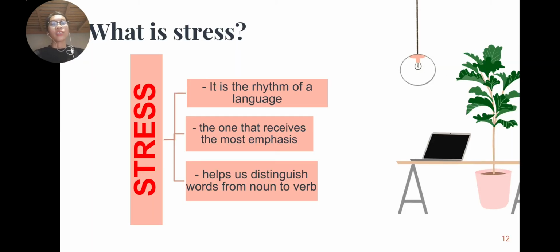Okay, stress, it is the rhythm of language. It is the one that receives the most emphasis and helps us distinguish words from noun to verb, and sometimes also helps us distinguish words from noun to adjective. So that is stress.